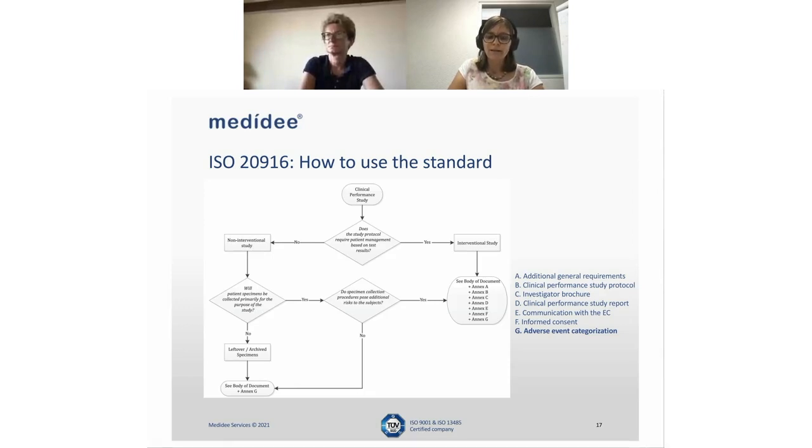And as well, the Annex J on adverse event categorization. This annex needs as well to be taken into consideration for any type of study that is performed, so as well for non-interventional studies where you use leftover or archived samples, where the requirements are a bit less stringent and where only the body part of the standard needs to be applied.